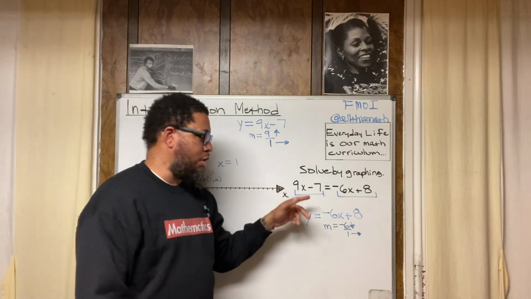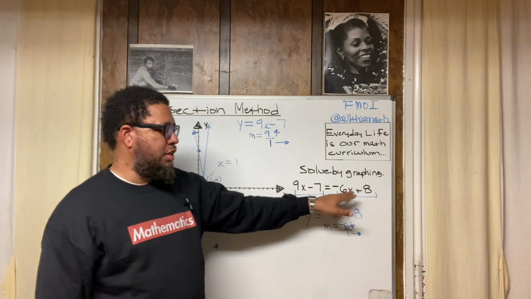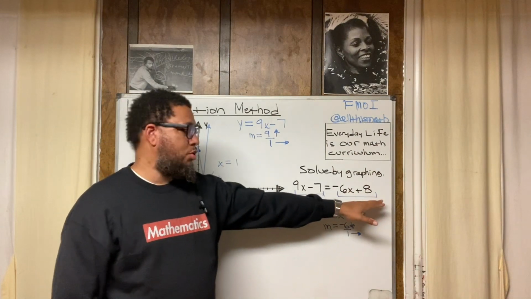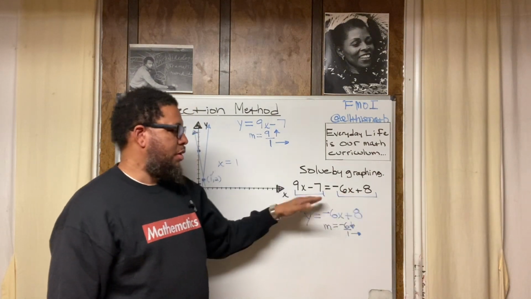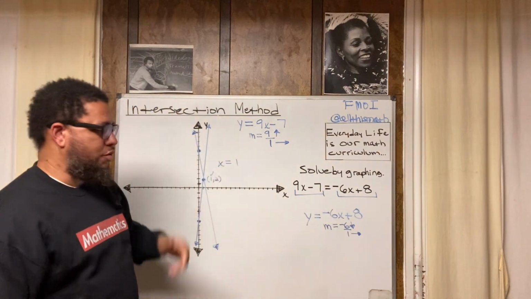And if we want to check our work, 9 times 1 is 9, minus 7 is 2. -6 times 1 is -6, plus 8 is also 2. 2 is equal to 2. This +1 gives us a true statement. Therefore, you know this is the right answer.